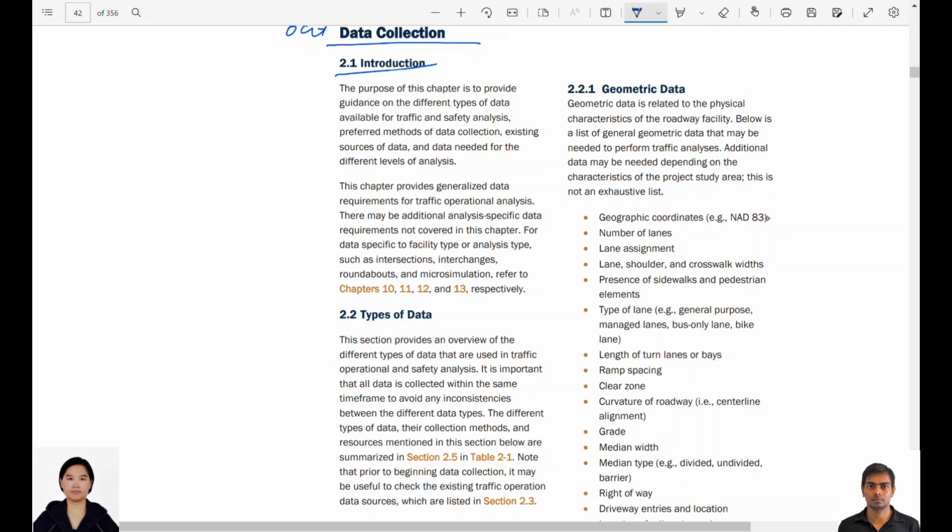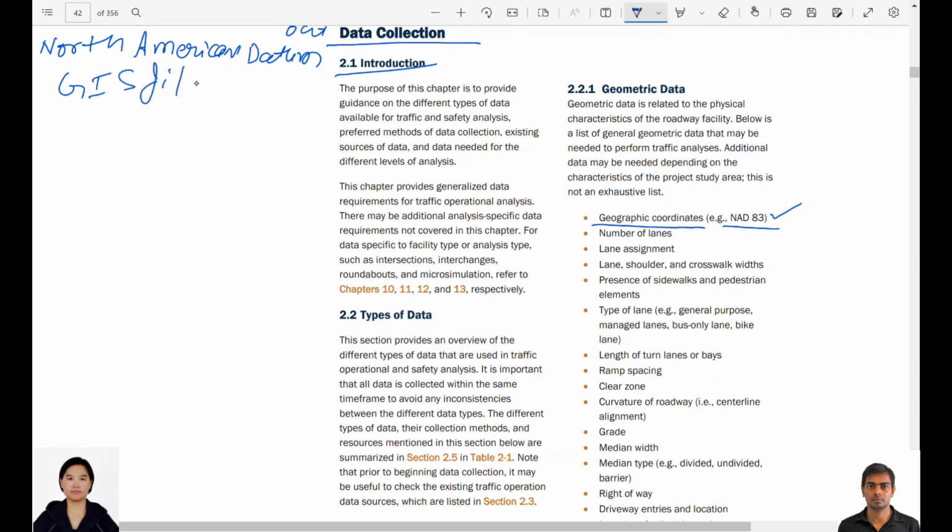First one is geographic coordinates. If we are looking at ramp locations or crashes, then we try to collect geographic coordinates. Those are in NAD 83. NAD is the North American Datum. Most of the GIS files, Geographic Information System files, we work with come with NAD 83.